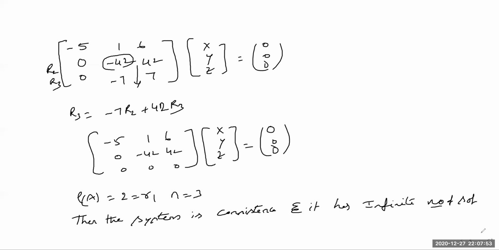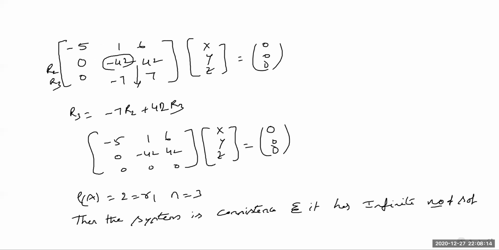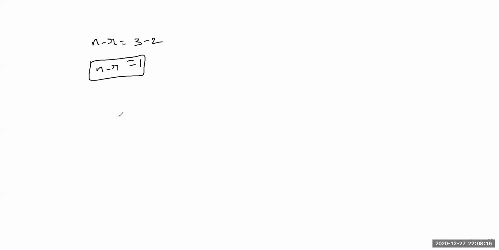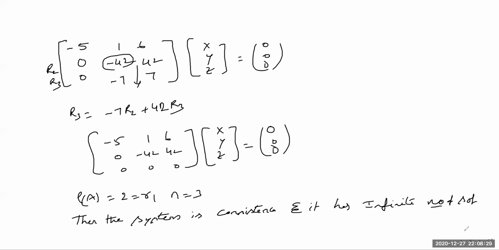So n minus r equal to what here? n equal to 3, r equal to 2, so n minus r equal to 1. That means you can take one constant only. So minus 5x plus y plus 6z equal to 0, and minus 42y plus 42z equal to 0. This is the last equation I'm taking here.